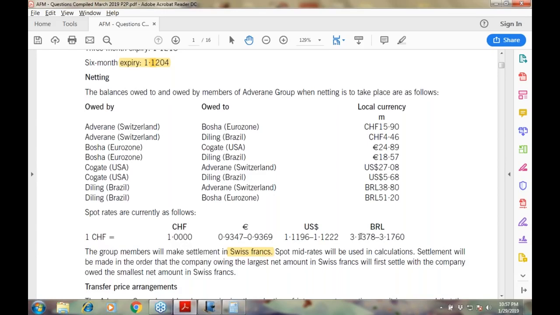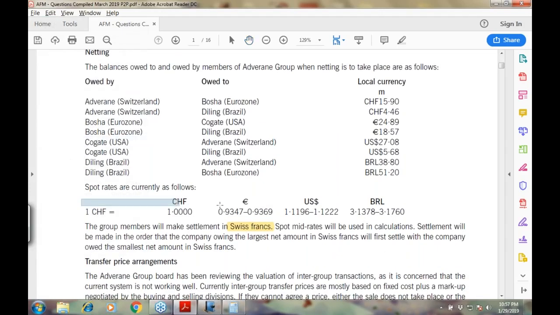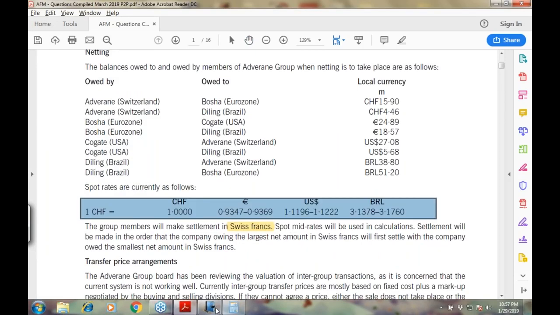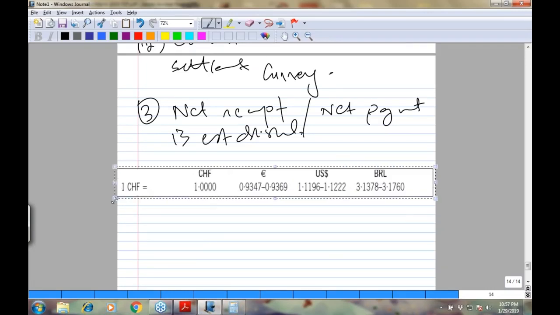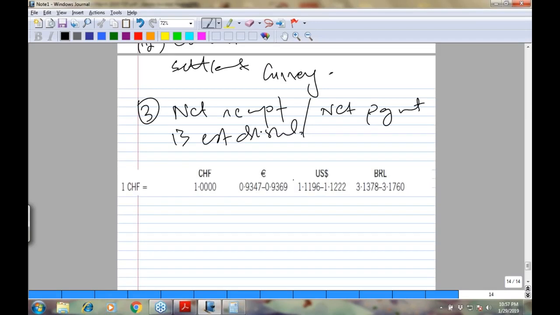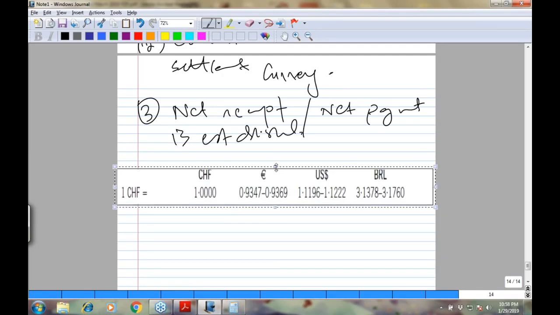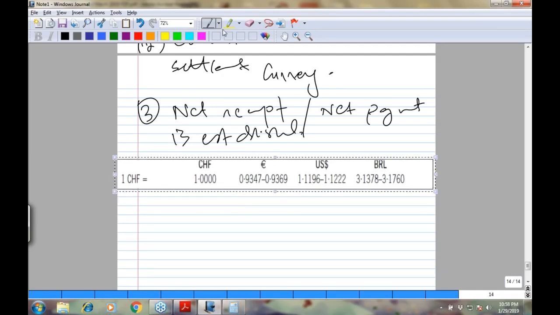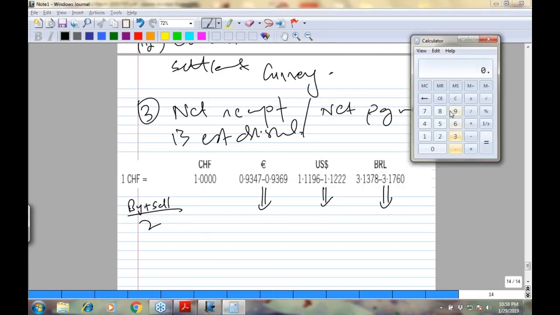The steps we need to adopt to attempt this part of the question: first of all, we need to calculate the spot mid rates. How would we calculate them? One rate is the currency buying rate and the other is the currency selling rate. The mid rate is calculated by adding the buying rate and the selling rate and dividing by 2, so you get the midpoint. Let's calculate the midpoints for all these three.